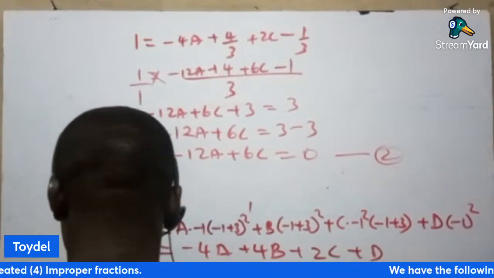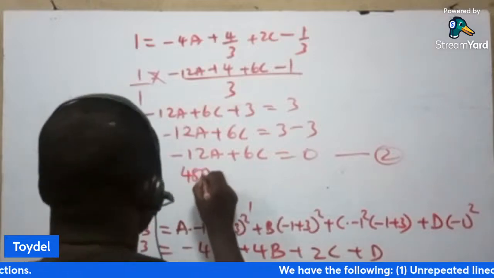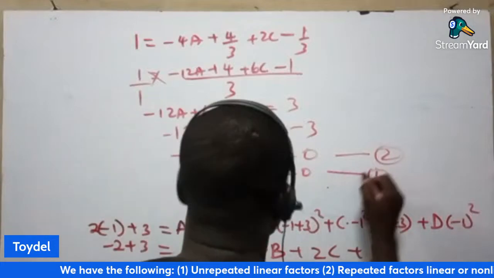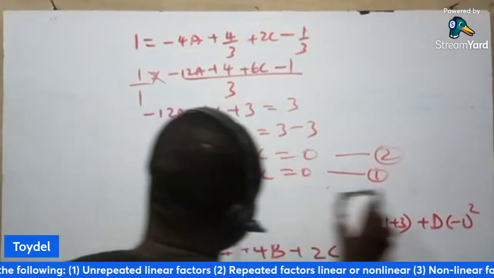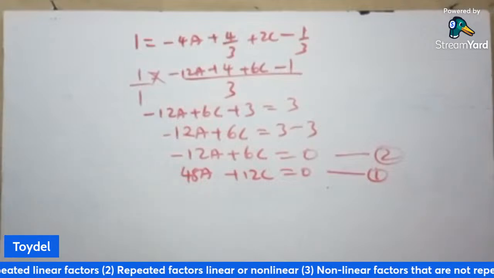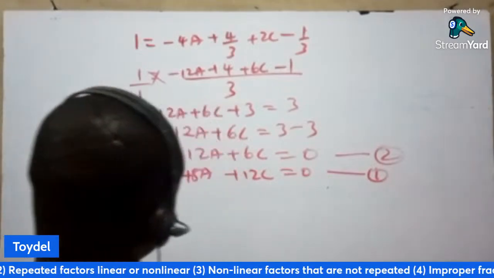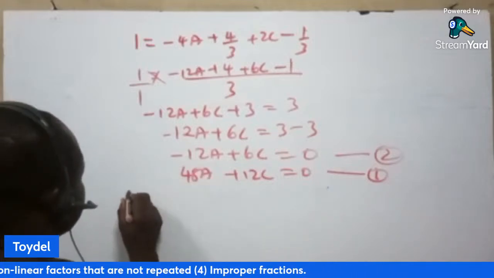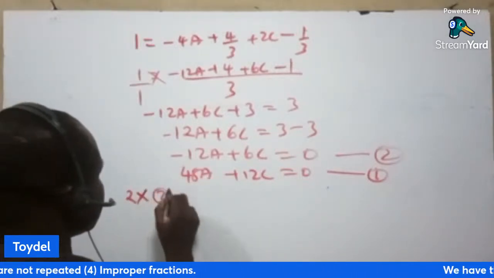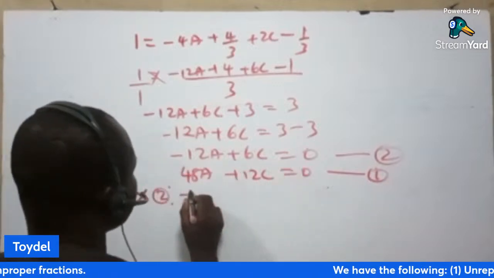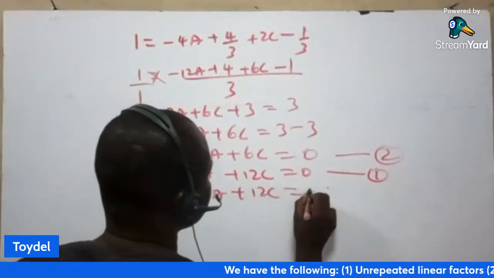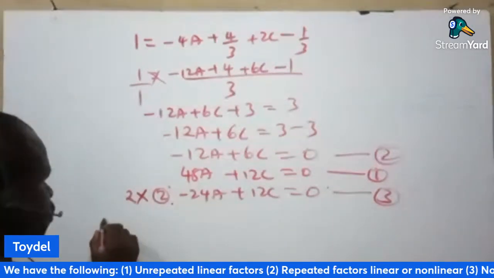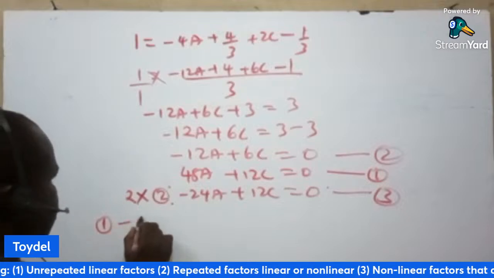The first equation that we got, equation 1, is 48a plus 12c equal to 0. So there are two equations here. We can solve the two equations simultaneously in order to get the values of a and c. Let me multiply equation 2 by 2. I'm going to get minus 24a plus 12c equal to 0. That is equation 3.